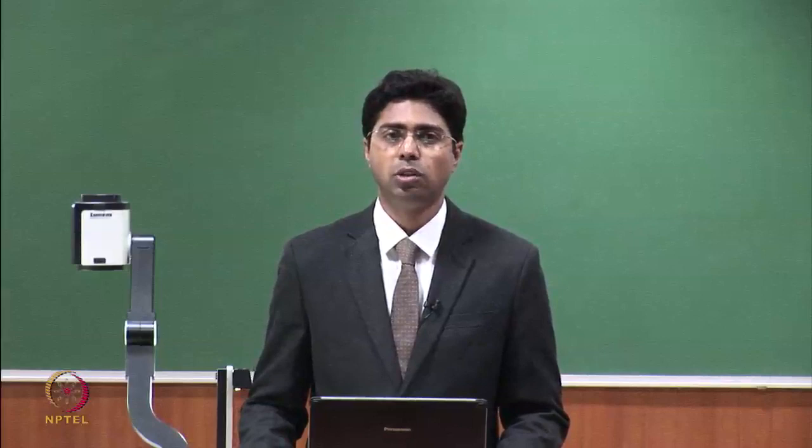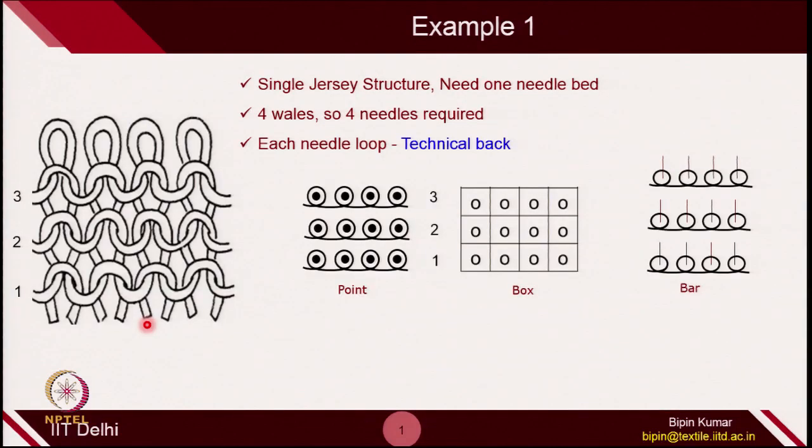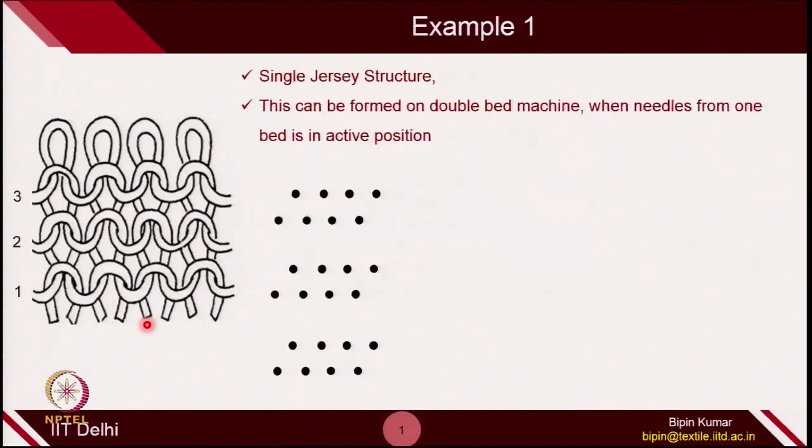So, if you are selecting only one bed from a double bed machine, you can still make the fabric. In case you are selecting a double bed machine to create this fabric structure, the notation of needles of that particular machine will follow this fashion. So, you are creating 3 courses. This is how the 3 courses are represented by 3 rows of needles.